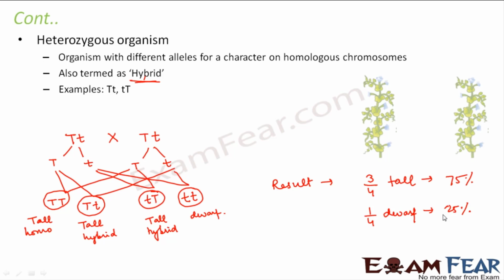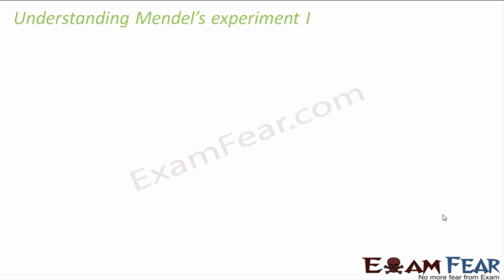What are the things that we studied? We talked about what happens during sexual reproduction. How do the chromosome numbers change? We talked about diploid and haploid cells. We also talked about homologous and heterologous chromosomes, homozygous and heterozygous organisms, and alleles, right? So with this basic knowledge, I think we are good to go with understanding Mendel's experiment.